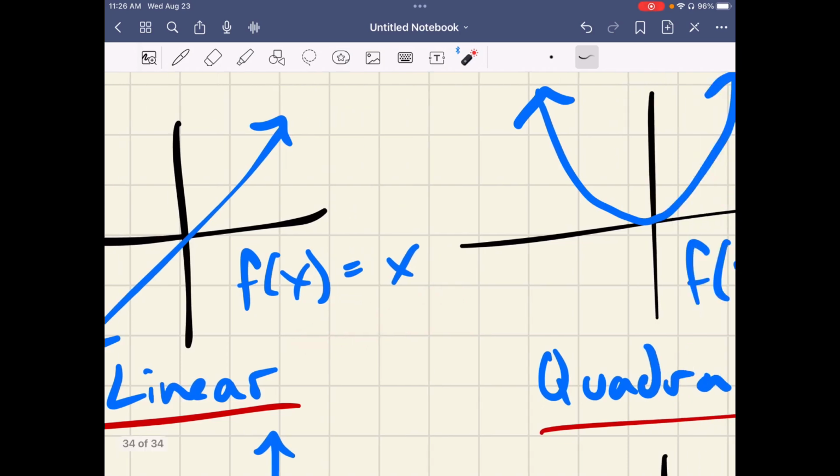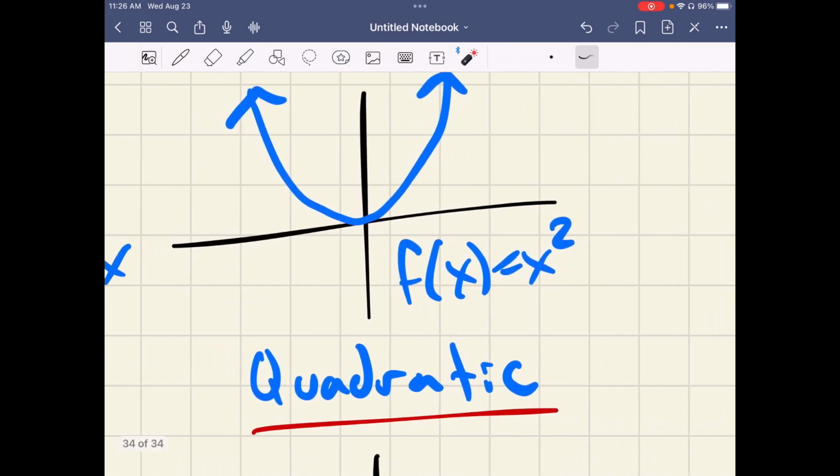Okay. Another one that we have is the quadratic function. The simplest parent function form of that is y equals x squared. So what we need to look at here is the x squared. If I have an x squared as my highest exponent, I'm going to get that parabola or U shape.